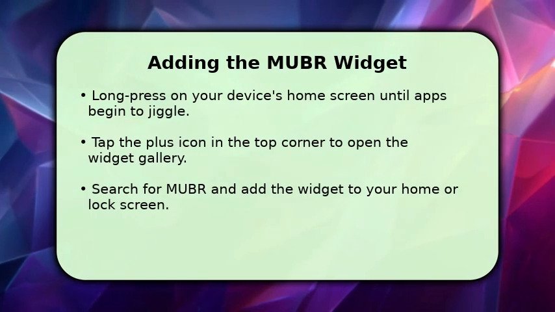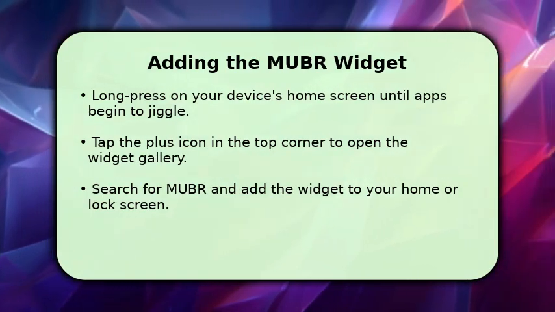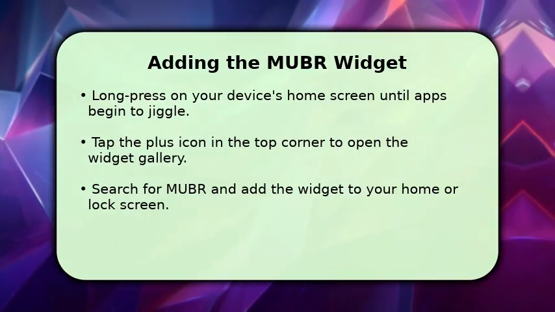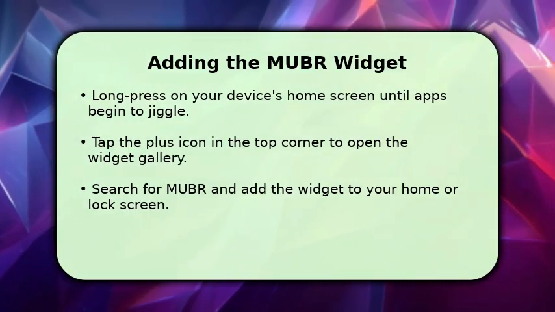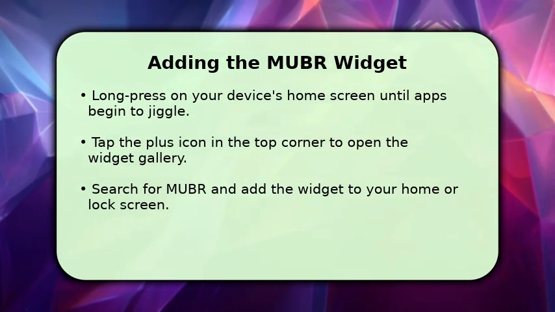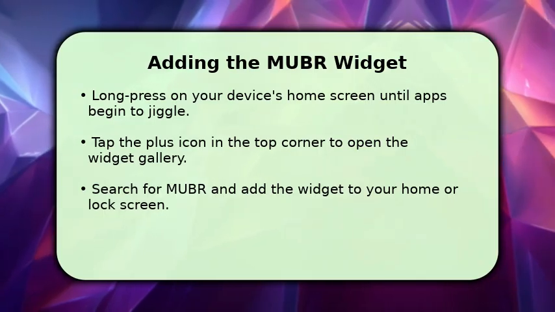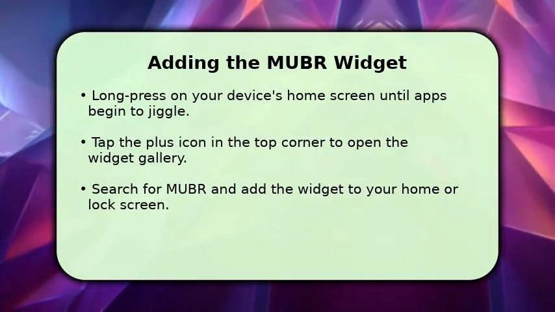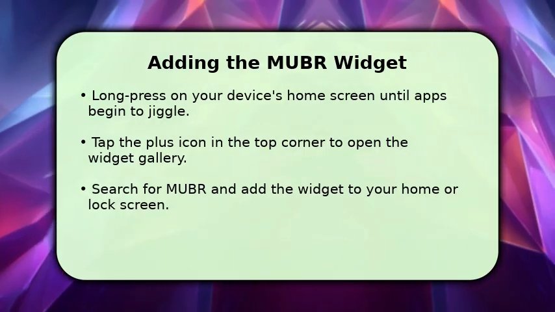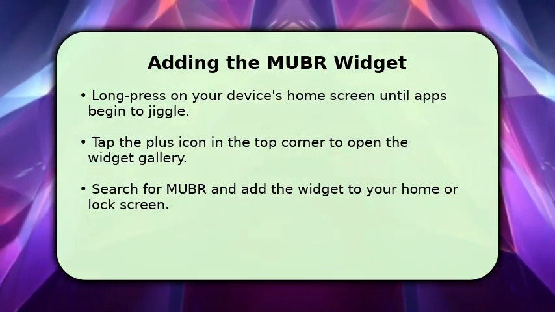A key feature of MUBR is its widget. To add it, long press anywhere on your home screen until your apps start to jiggle. Then, tap the plus icon, usually found in the top left or right corner, to open the widget gallery. Search for MUBR and select it. There is typically one size available for the widget. Place it on your home screen or lock screen, then tap Done to save your layout.